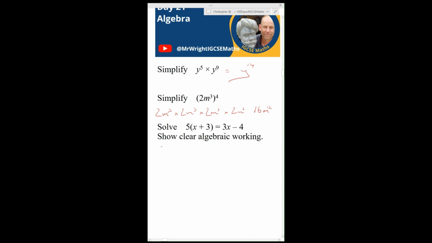Okay, multiply out the left-hand side of this equation. Now I'm going to subtract 3x's from both sides. Now I'm going to subtract 15 from both sides and divide by 2. x equals minus 9.5.